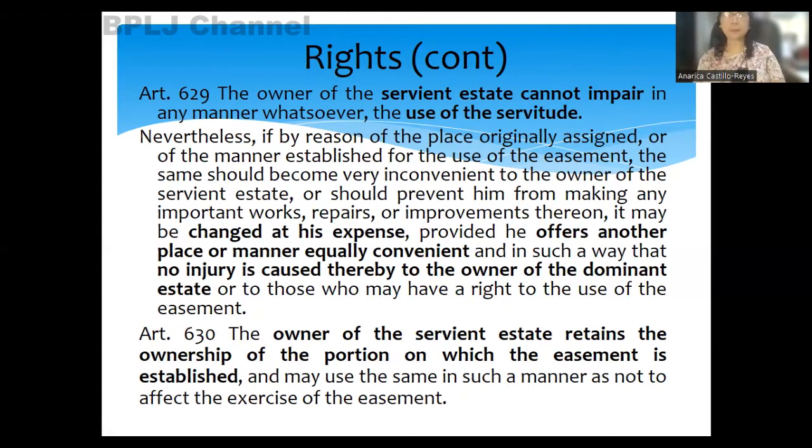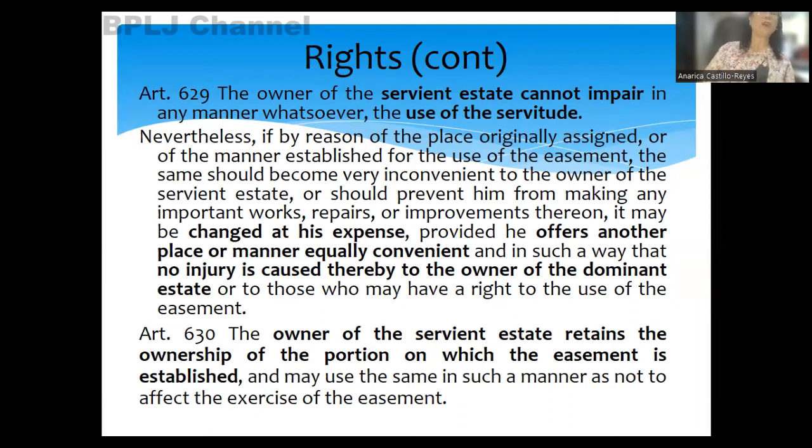However, if by reason of the place originally assigned or of the manner established for the use of the easement, the same should become very inconvenient to the owner of the servient estate or should prevent him from making any important works, repairs, or improvement, it may be changed at his expense provided he offers another place or manner equally convenient and in such a way that no injury is caused to the owner of the dominant estate.